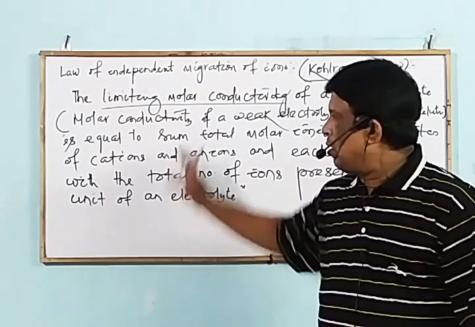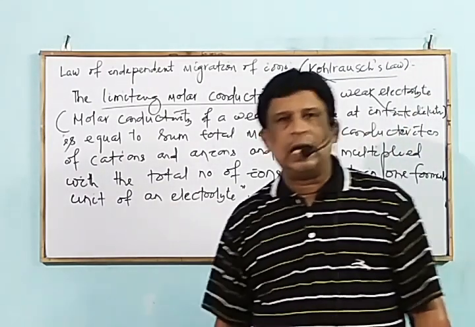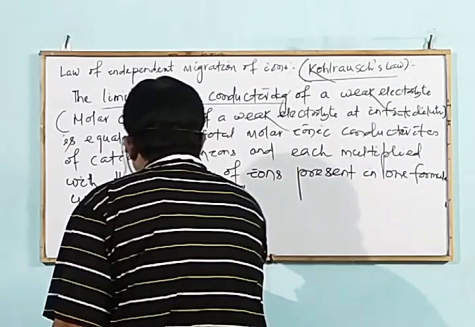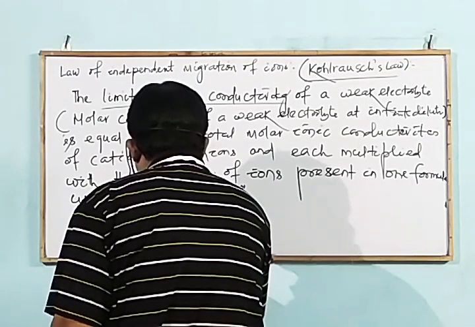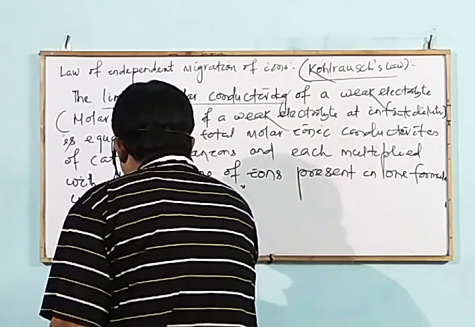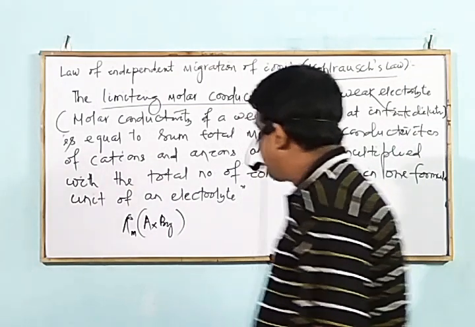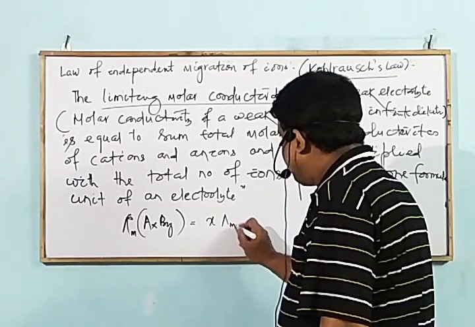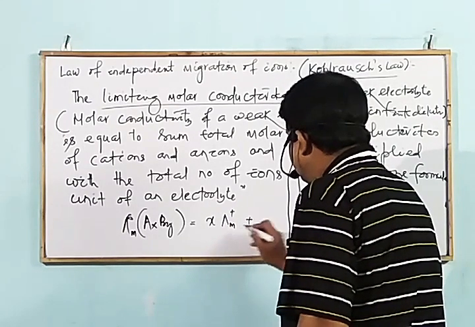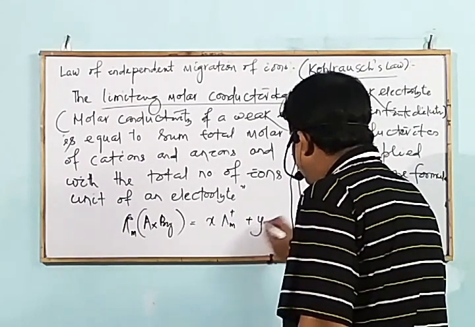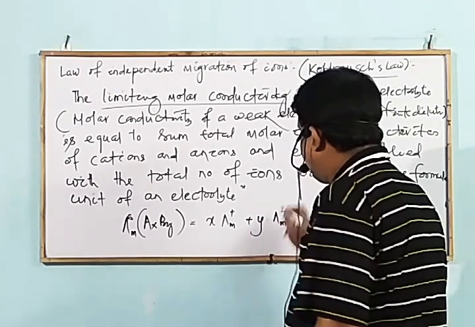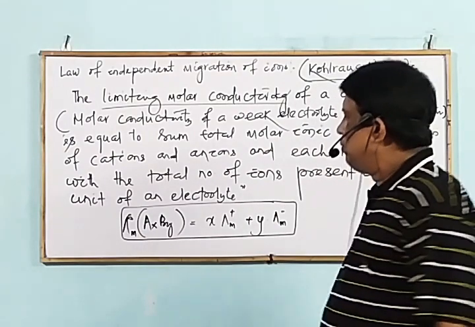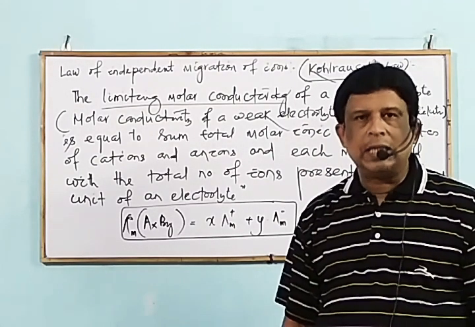Mathematically, this law may be represented as follows. If we select a weak electrolyte, that is AxBy, then the molar conductivity at infinite dilution of the weak electrolyte AxBy is equal to x into the molar conductivity of the cation plus y into the molar conductivity of the anion. It is a mathematical expression of the law of independent migration of ions.